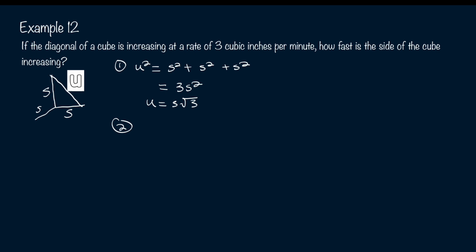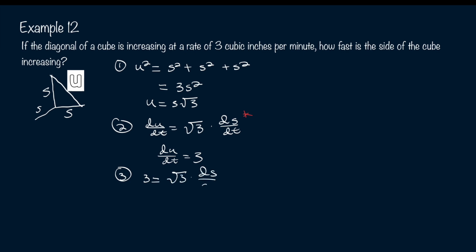Now, if we take the derivative, we get du/dt equals the square root of 3 times ds/dt. Now, last thing we're going to do is take this equation. We know our du/dt is going to be equal to 3. That is how much the diagonal of the cube is increasing by. So we get 3 equal to the square root of 3 times ds/dt. That gives us ds/dt is equal to the square root of 3 inches per minute. And again, that is the last example of this video.